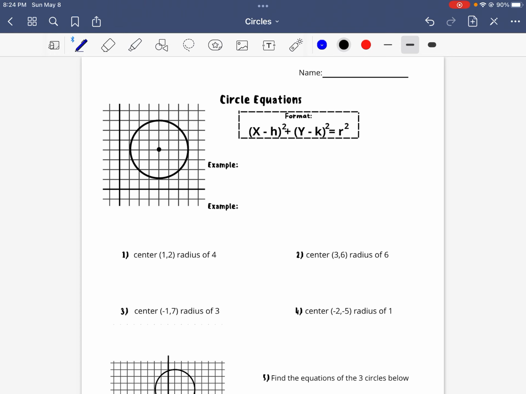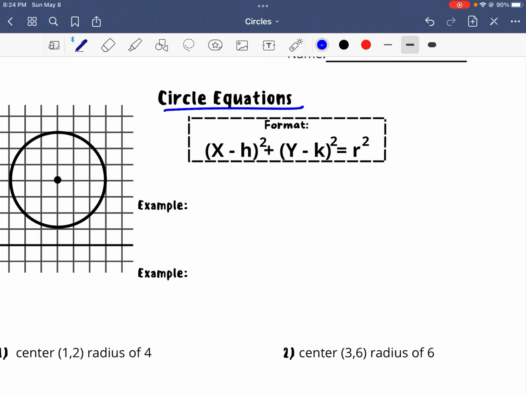And today we're going to be talking about circle equations. So make sure you have this worksheet in front of you so you can copy notes alongside me. So let's go ahead and get started. This part you do not have to write down as notes. It's up to you if you want to.